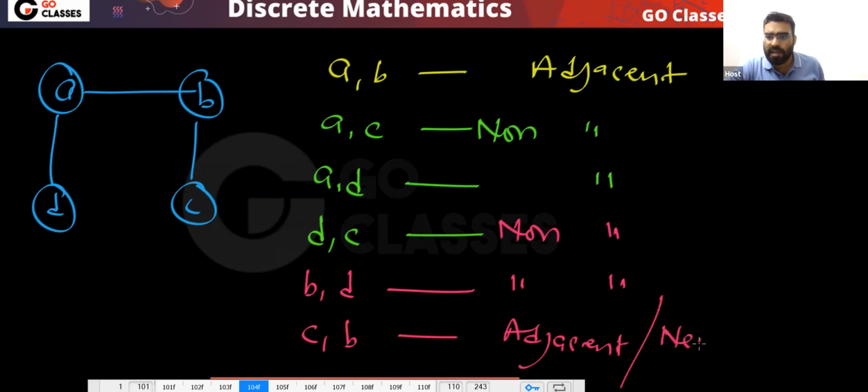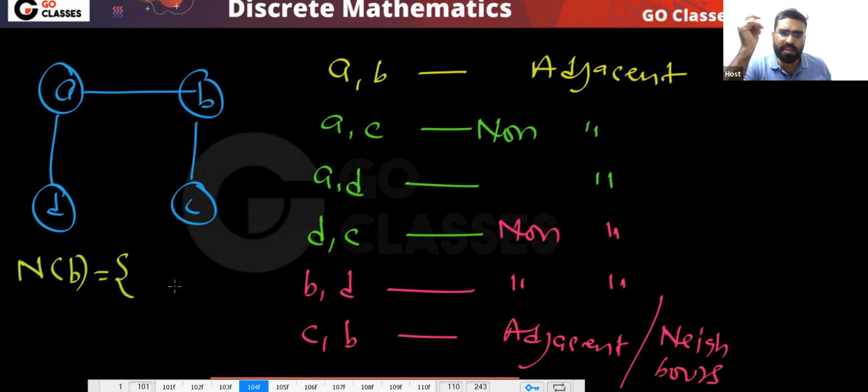Adjacent or neighbors. I can also call them neighbors. Now tell me, what is the neighborhood of B? Neighborhood of B means who are the neighbors of B. So A, C, these are the neighbors of B.